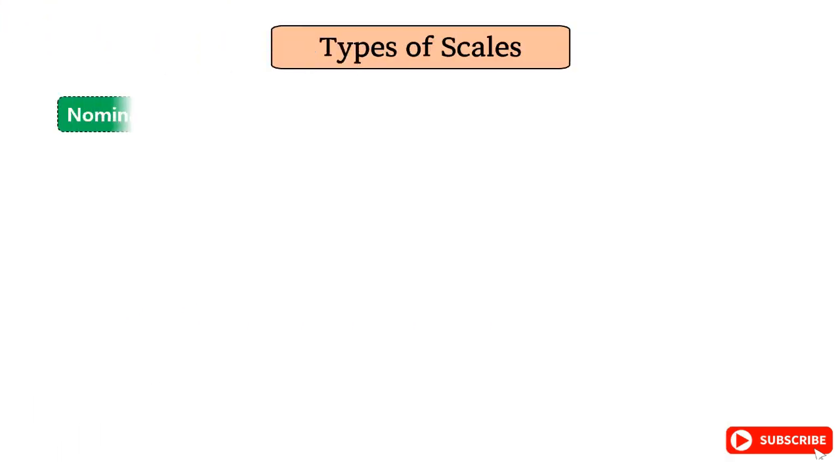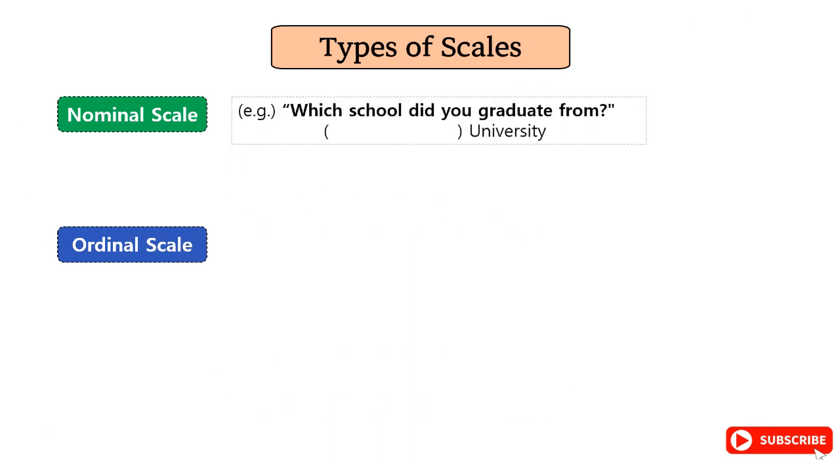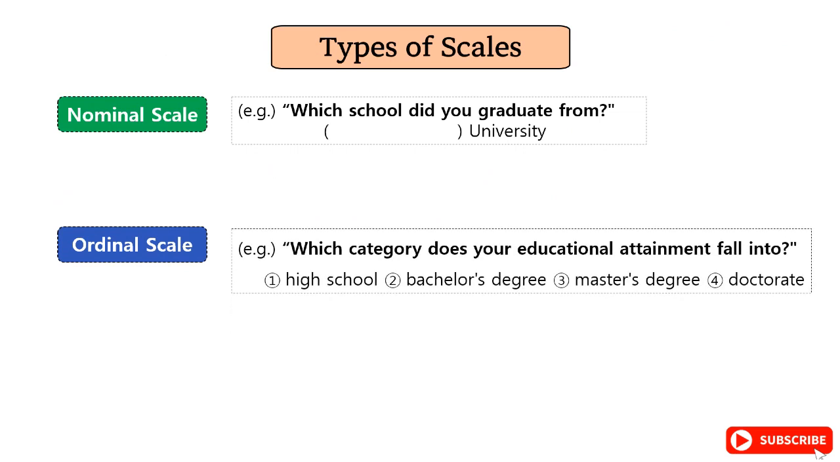It is important to note the difference between a nominal scale and an ordinal scale. For example, the question "Which school did you graduate from?" is different from the question "Which category does your educational attainment fall into among high school degree, bachelor's degree, master's degree, or doctorate?" The former falls under the nominal scale, while the latter falls under the ordinal scale.